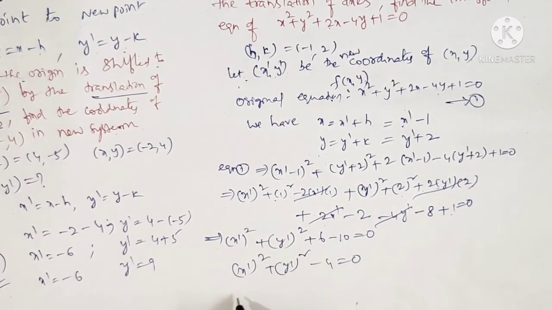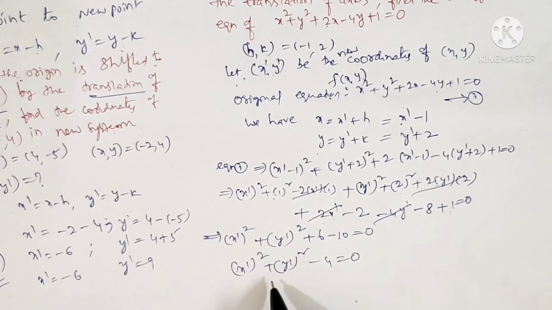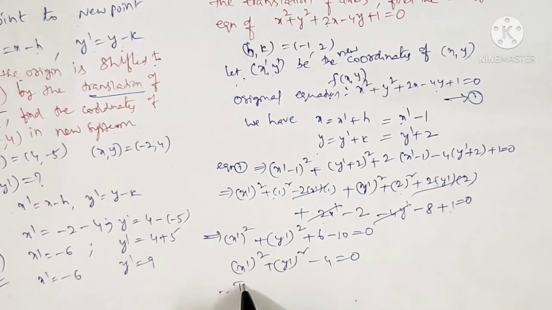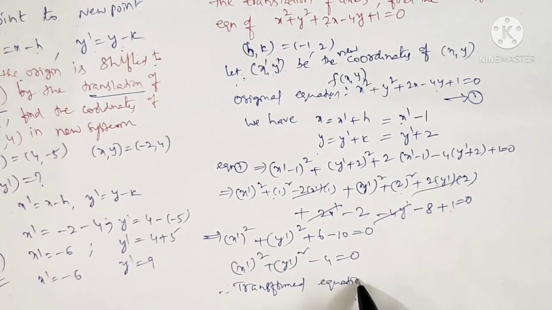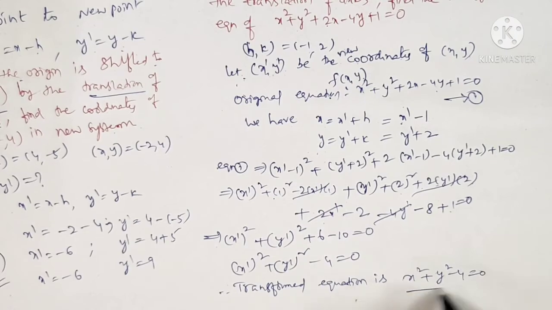So to write the final answer, we remove the dashes. Then the required transformed equation is x square plus y square minus 4 is equal to 0. So this is the required transformed equation. Okay, is it clear? This is about translation of axis.